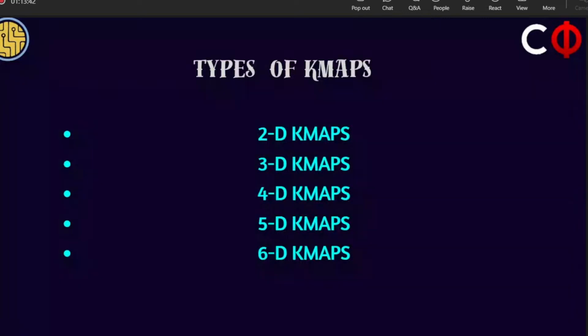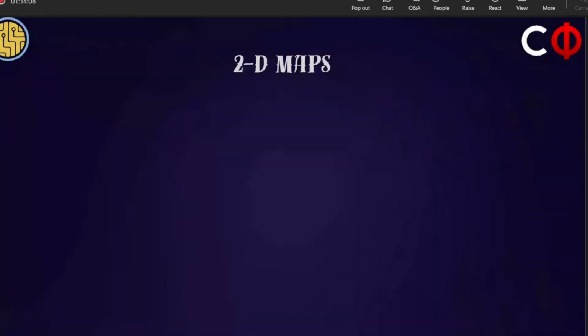So 2D K-maps. As I said, you're going to be having 2 variables here, and each of these 2 variables can accept 2 values, right? Zeros and ones. So totally, how many terms are we going to be dealing with? 4 terms. So this is how a 2D K-map looks. This might look complex, but it's pretty simple. So let's do this step by step.